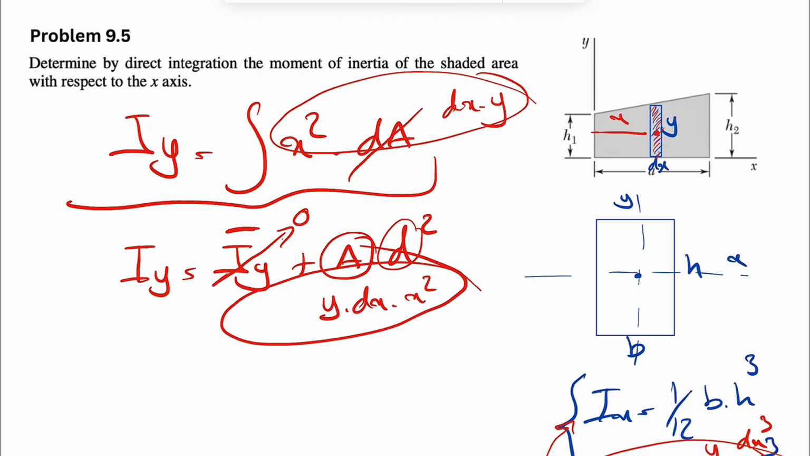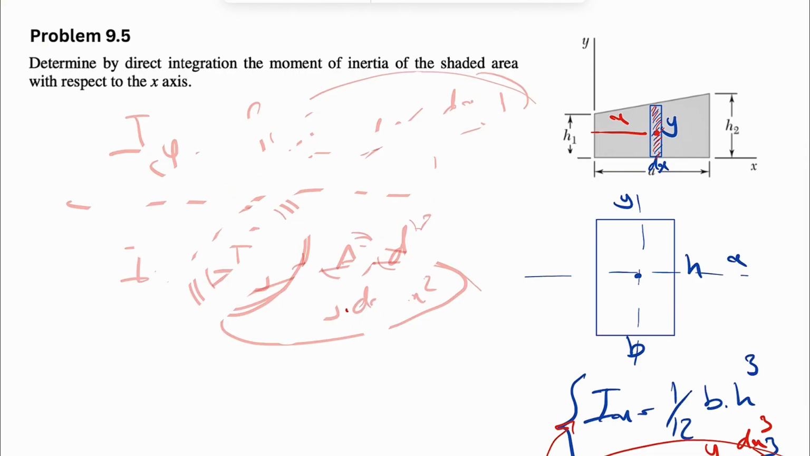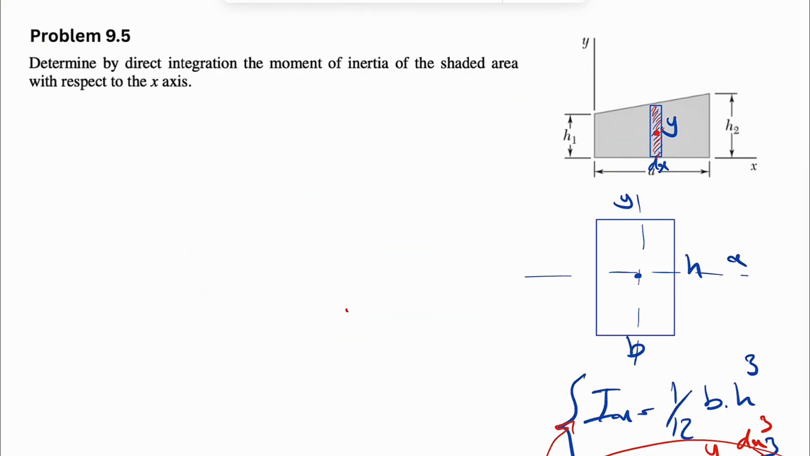So we're going to have a different story for the x-axis because the Ix is not 0. What we're going to do in here for this question is that, again, we have the same parallel axis theorem, this time for x, which is Ix plus A times d squared.